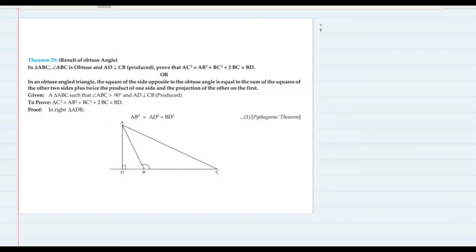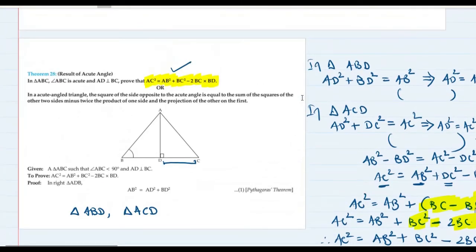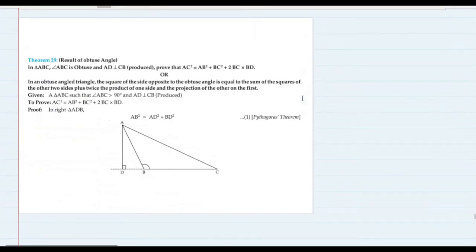Okay, let's go to the next question. Result of obtuse angle. In triangle ABC, angle ABC is an obtuse angle and AD is perpendicular to BC produced. Prove that AC square is equal to AB square plus BC square plus 2BC into BD. In the previous question, we had to prove AB square plus BC square minus 2BC into BD. Here it becomes plus, because this is the result of the obtuse angle. So you now know what is to be proved.